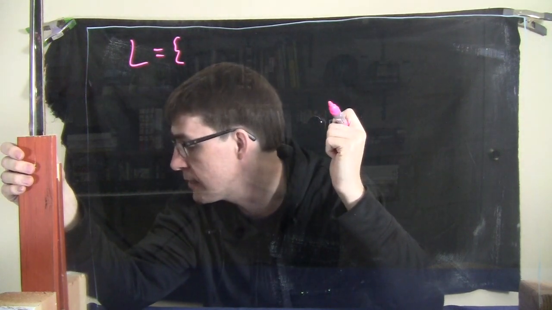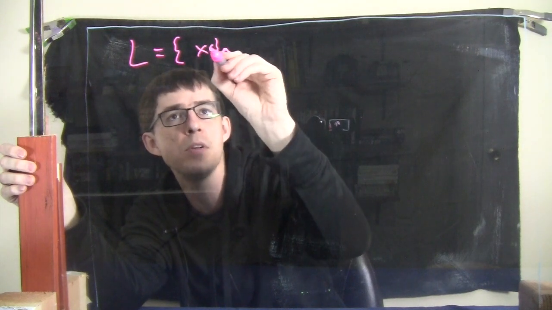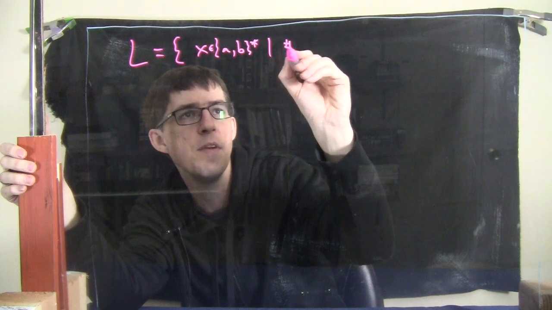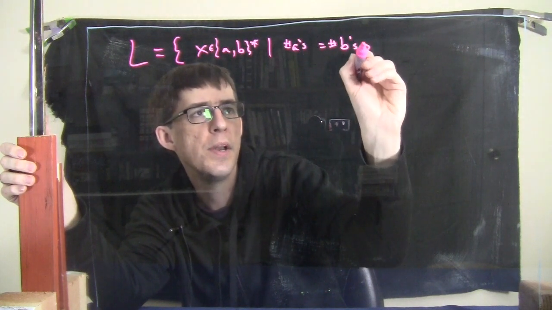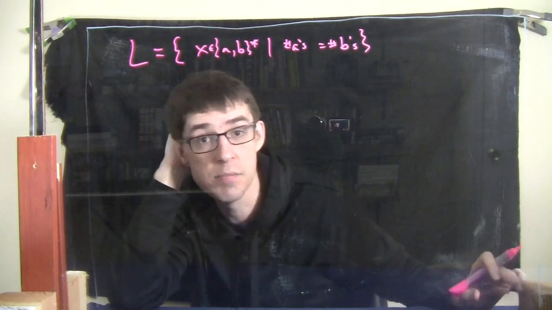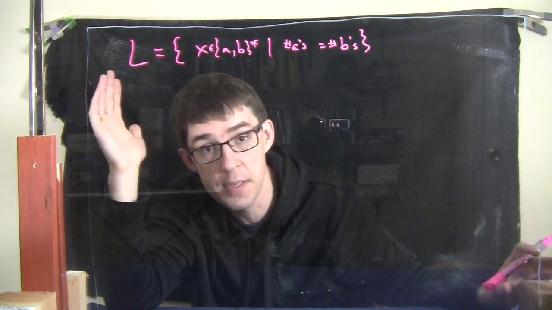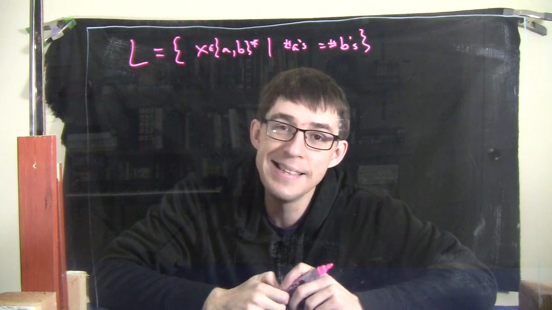The language, let's say, is just all strings on {A, B}* such that the number of A's is equal to the number of B's, but not in any particular order, right? It doesn't have to be A^n B^n. It could be just some mixture of A's and B's. It just has to have the same number of A's as there are B's. Now, what's my idea here?